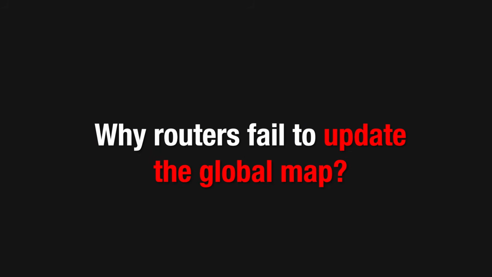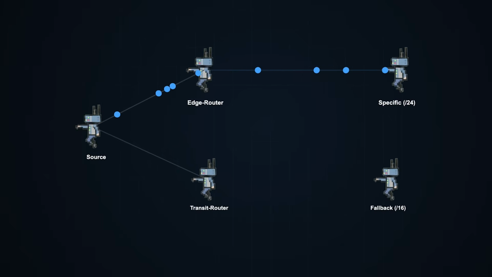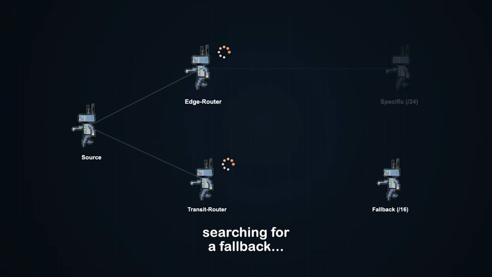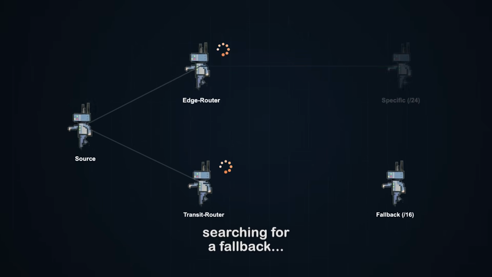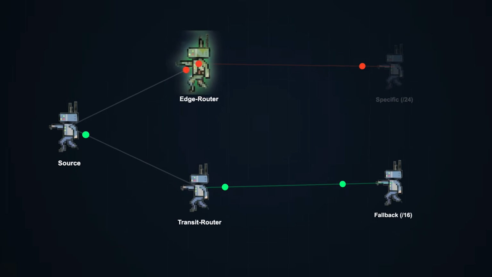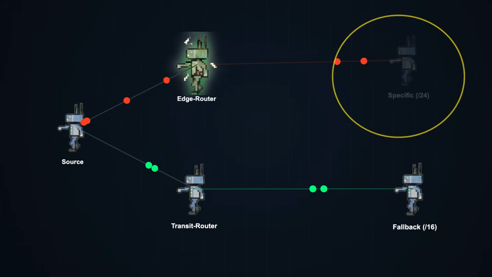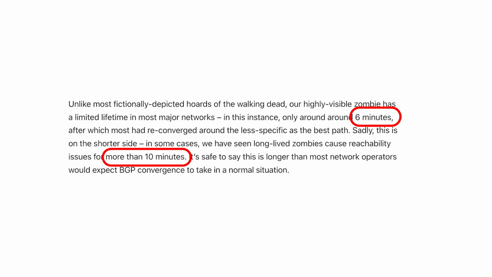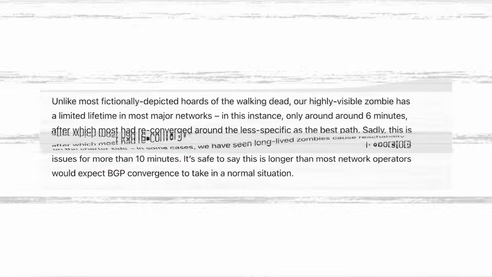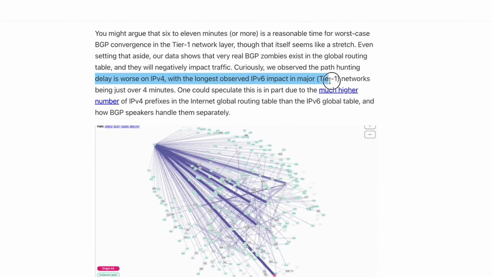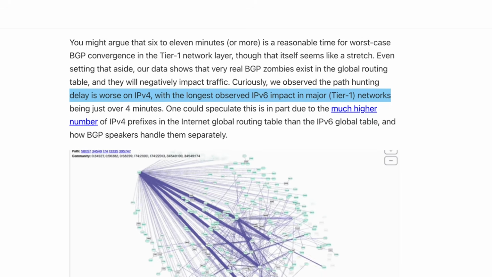The next logical question is why routers fail to update the global map right away. The answer comes down to how BGP processes changes. When a more specific route disappears, routers search for a less specific fallback. That search takes time. During that window, some routers fail to clear the old entry. They get stuck with stale information. Cloudflare observed that these zombies lasted somewhere between 6 and 11 minutes in large networks. IP version 4 zombies tended to survive even longer than IP version 6 ones.